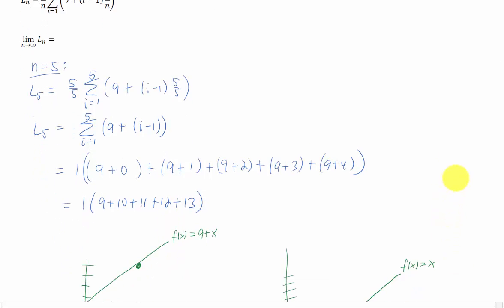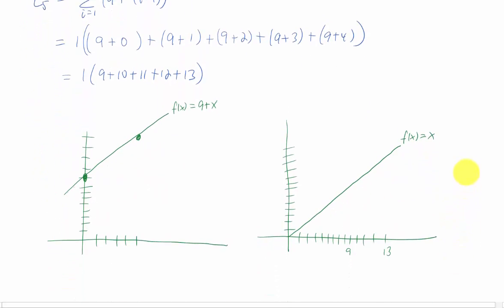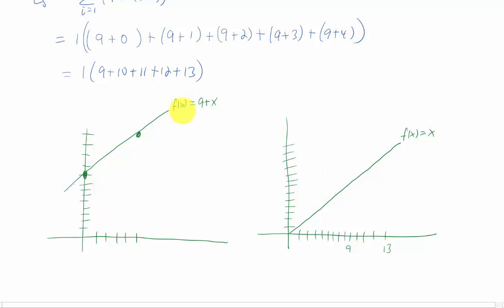And if I was going to draw a couple of pictures of how to interpret this sum, one possibility would be that our function is 9 plus x, and our x values are ranging from 0 to 5. Our little rectangles would look like this. You'll notice that the width of each one of these rectangles is 1, and the heights of these rectangles go from 9 to 13. And the area under this curve from 0 to 5 would be represented by this integral right here.